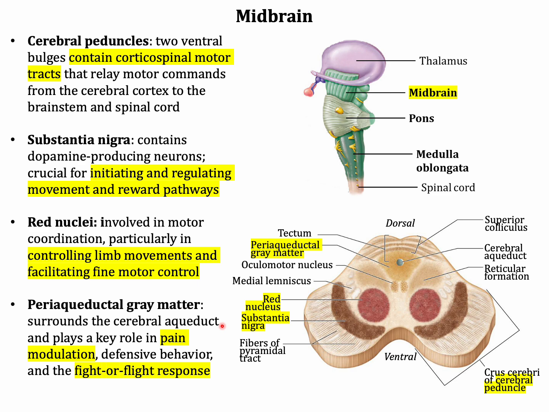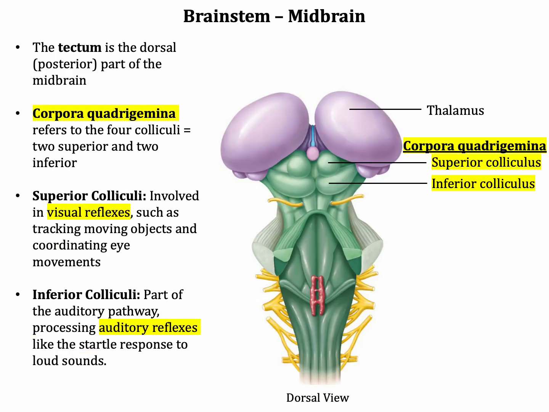Then we have the periaqueductal gray matter. So that is surrounding the cerebral aqueduct. That is the tube that transports cerebrospinal fluid from the third to the fourth ventricle. The neurons in this area play a key role in pain modulation, so kind of regulating pain pathways, defensive behaviors, and also fight or flight response.